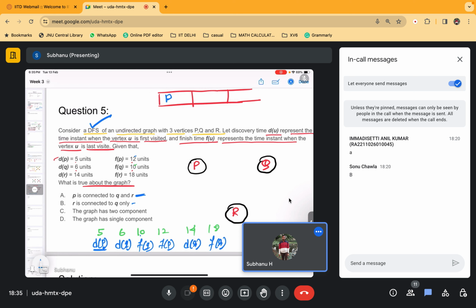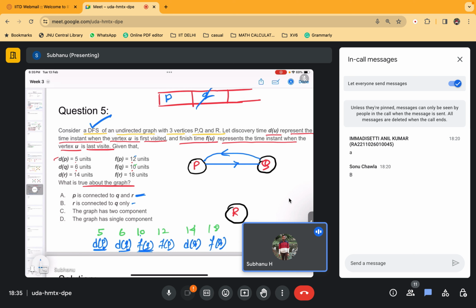Now we have seen q, so from p we can go to q. Then q is the last visited one, so q will be popped from the stack, and this place is now empty, because you have already last visited q. So basically you can see that from q you can't go to r.